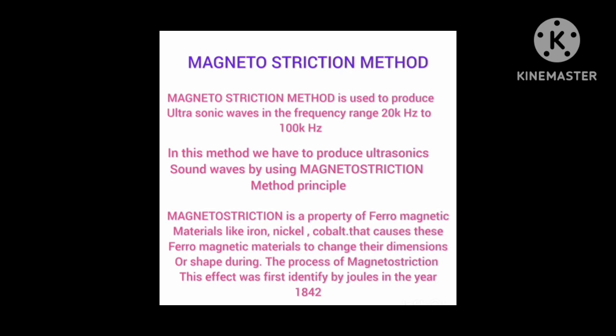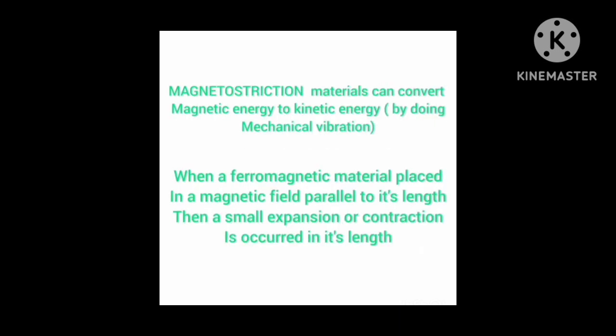Magnetostriction is a property of ferromagnetic materials like iron, nickel, cobalt that causes these materials to change their dimensions or shape. This effect was first identified by Joule in the year 1842. Magnetostriction can convert magnetic energy to kinetic energy by mechanical vibration.